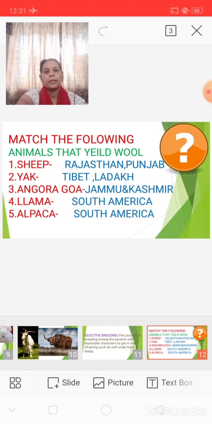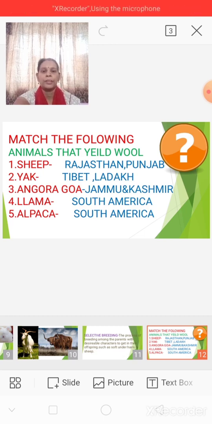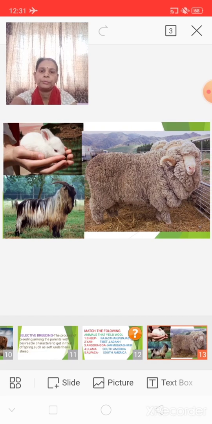Then they are found in Haryana. They are found in Gujarat. So many states are there in India where the sheep are found. Yak is found in Tibet and Ladakh. Angora goat is found in Jammu and Kashmir. Llama is found in South America, whereas alpaca is also found in South America. So these are some of the places where these animals are found, and these animals are your wool yielding animals.